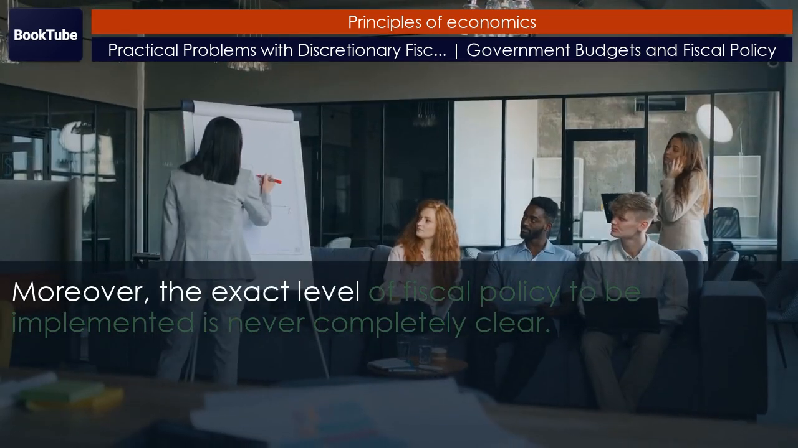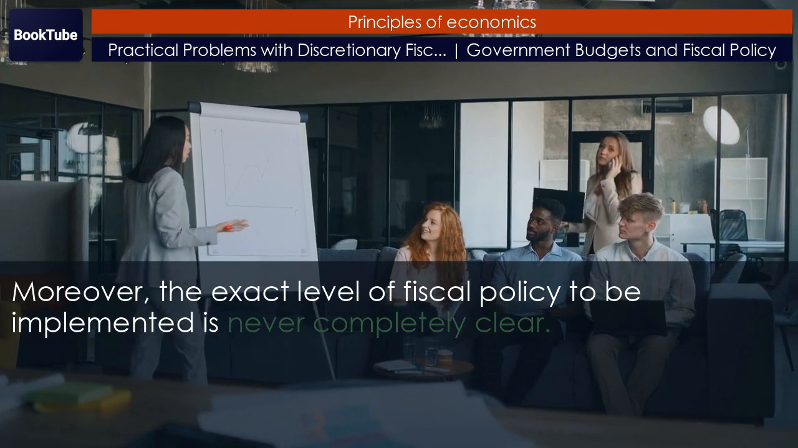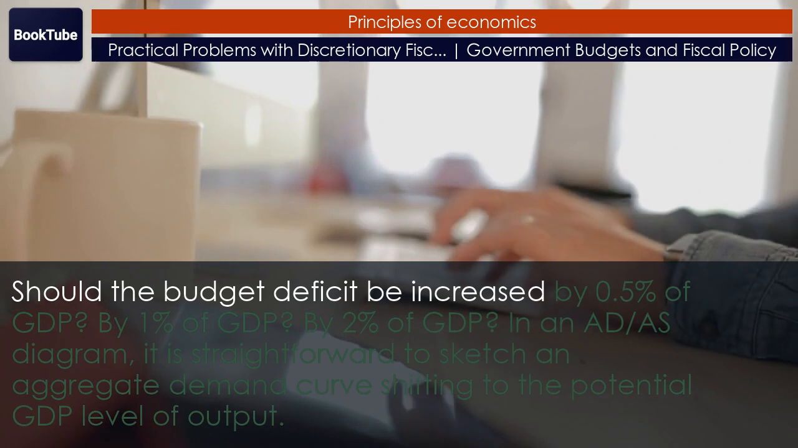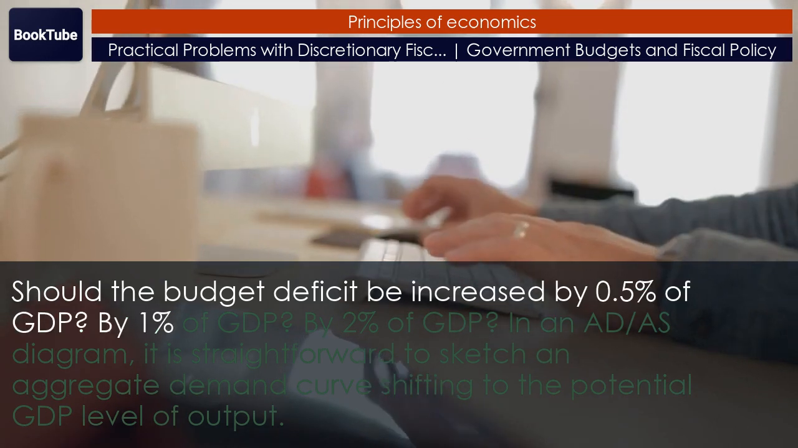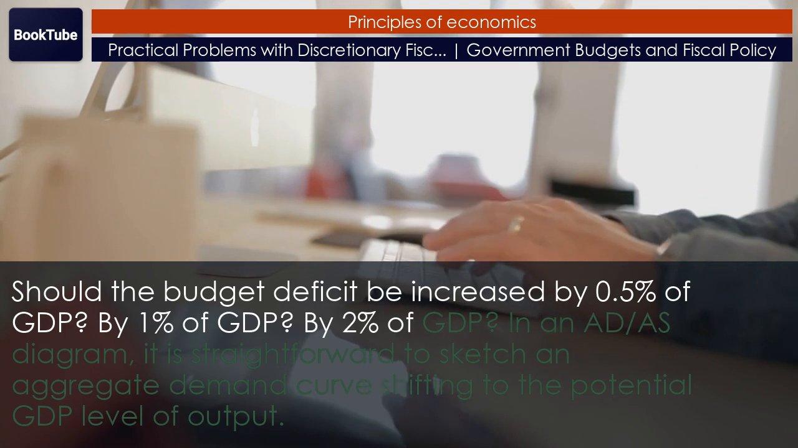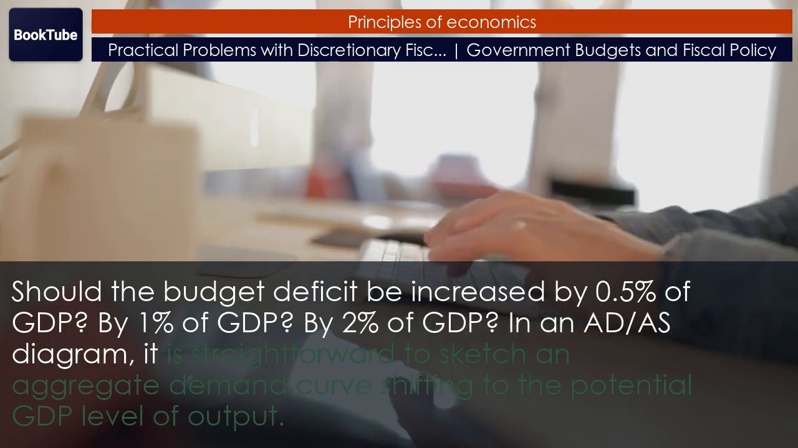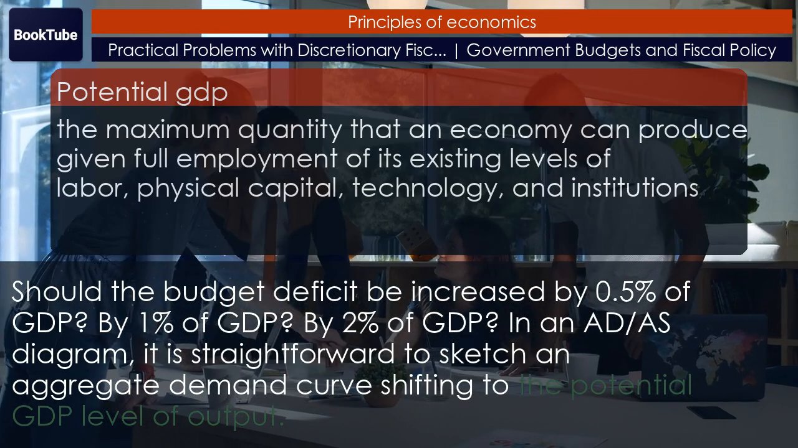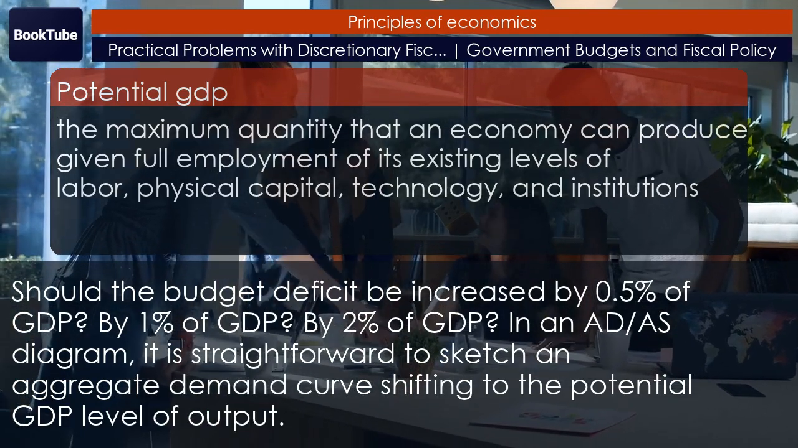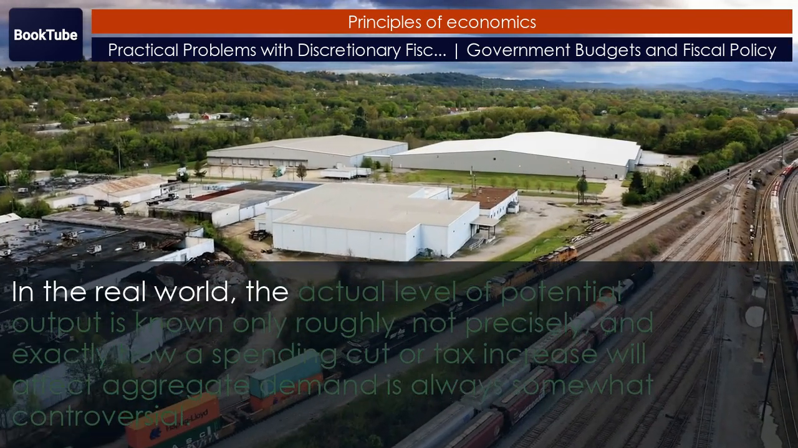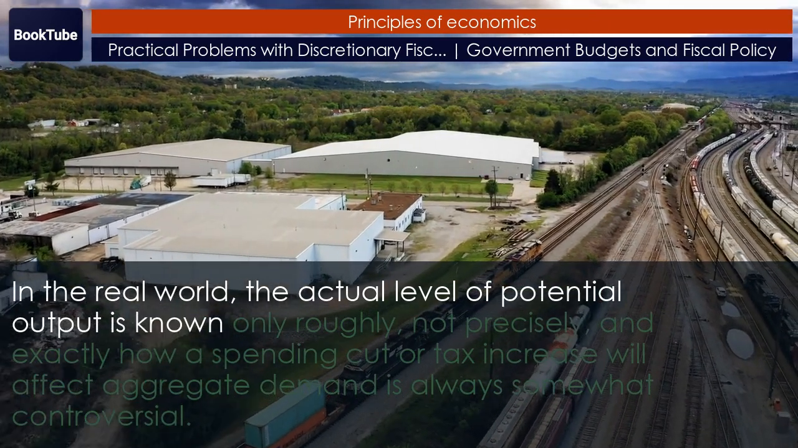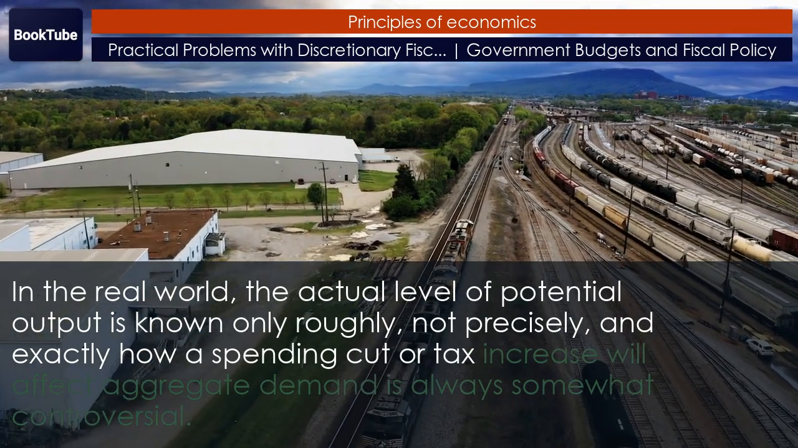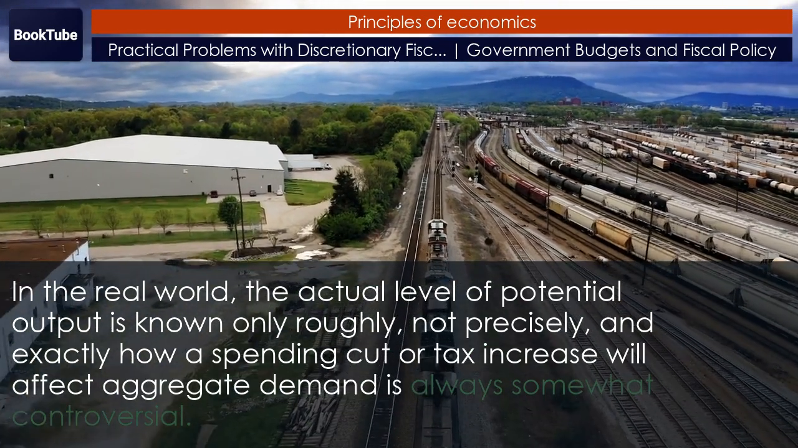Moreover, the exact level of fiscal policy to be implemented is never completely clear. Should the budget deficit be increased by 0.5% of GDP? By 1% of GDP? By 2% of GDP? In an AD/AS diagram, it is straightforward to sketch an aggregate demand curve shifting to the potential GDP level of output. In the real world, the actual level of potential output is known only roughly, not precisely, and exactly how a spending cut or tax increase will affect aggregate demand is always somewhat controversial.